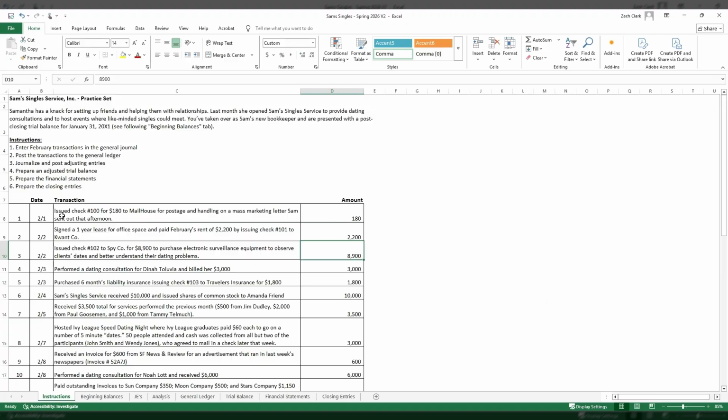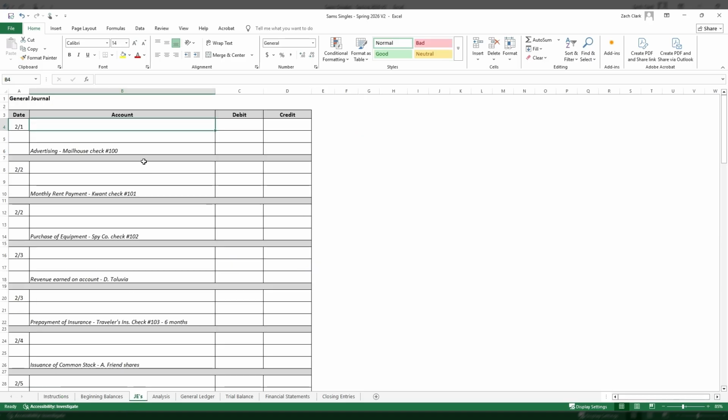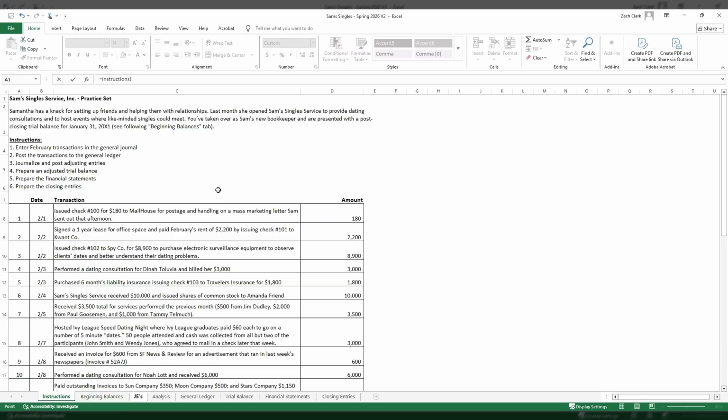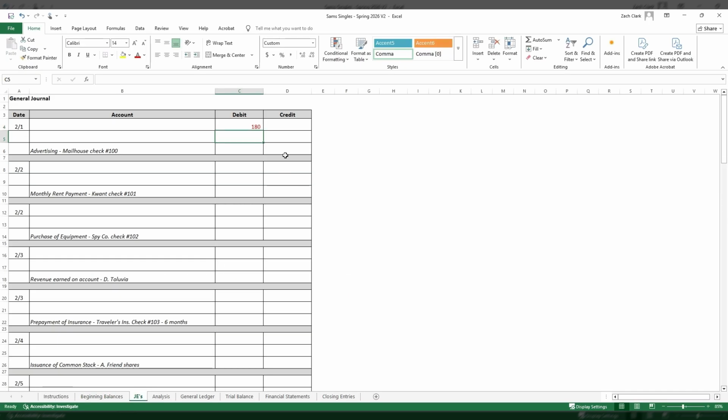So the first item on February 1st says that we issued check number 100 to Mail House for postage and handling on a mass marketing letter that the company sent out that afternoon. So we're basically going to be paying this amount, $180 for advertising. So just to reiterate the point, we can link our journal entries here to the amounts just to make things a little simpler. And then we can do a link here to get our totals to match debit and credit wise.